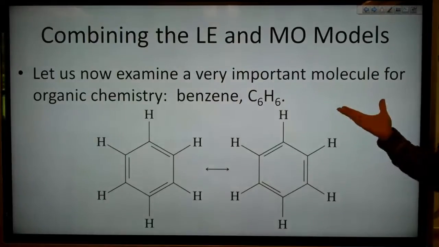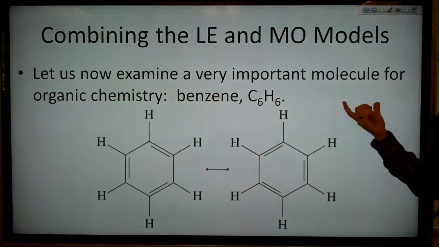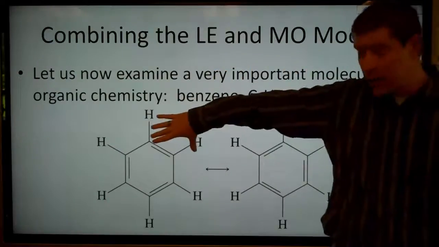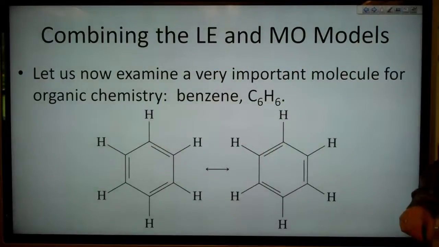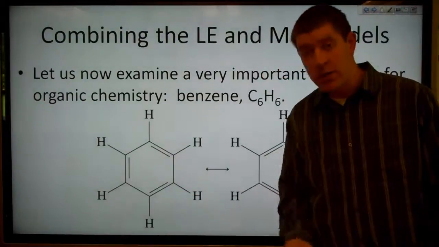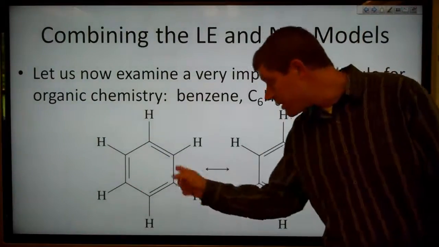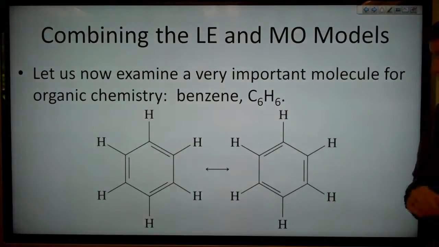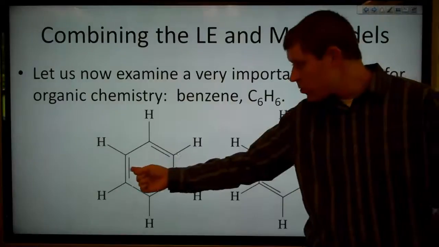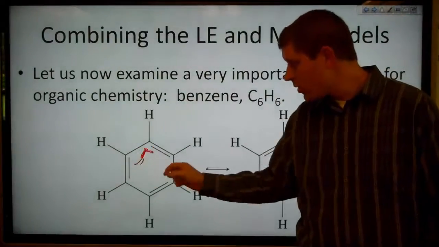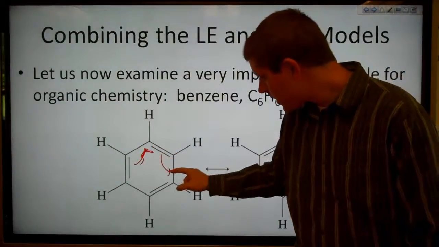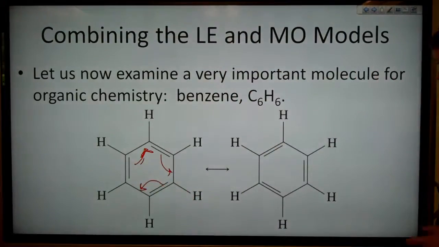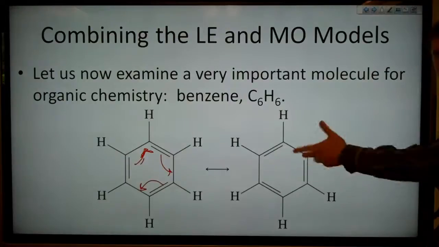Now let's look at a very important molecule for organic chemistry, which is benzene. C6H6 looks something like this. We see resonance in the ring. We've got carbon atoms at the vertices here, so 6 carbon atoms and 6 hydrogen atoms around. And you note that we can move each of these double bonds clockwise or counterclockwise by one and end up with this structure. We can continue doing that.